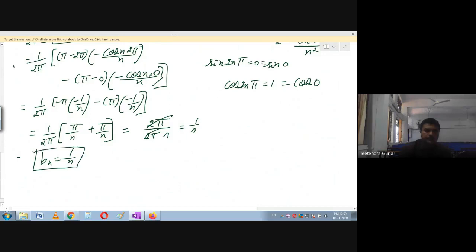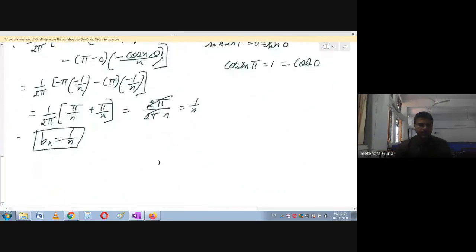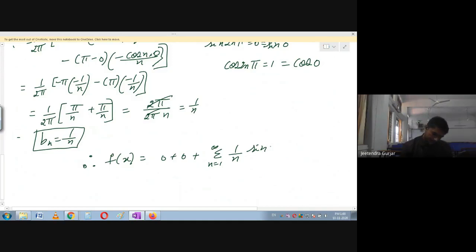So it is very simple. So a naught is 0, an is 0, bn is 1 upon n. So substitute in the formula. Therefore, from the Fourier series, f of x is equal to 0 plus 0 plus summation n 1 to infinity, we get this as 1 upon n sine nx. So we'll keep this as equation 1, students.